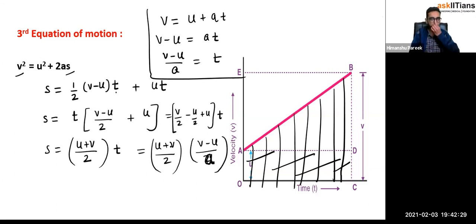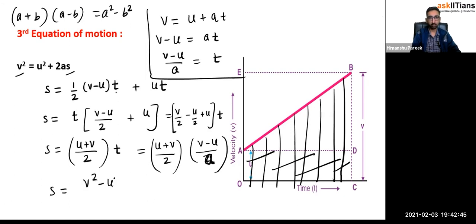Now this is a plus b multiplied by a minus b. You should know this identity from mathematics. a plus b multiplied by a minus b is nothing but a squared minus b squared. So displacement is equal to what? This will become v square minus u square divided by 2a.